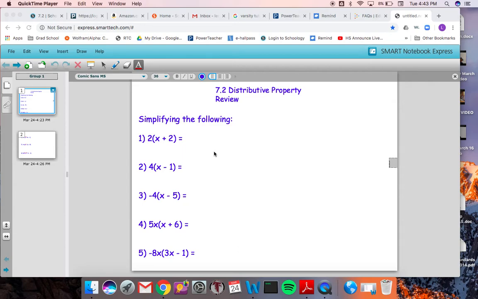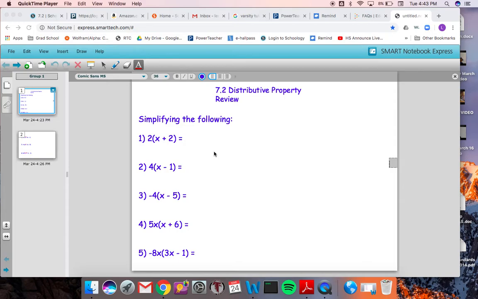All right, in this lesson, we're going to do the distributive property. We've been doing adding and subtracting polynomials, which is basically we've just been combining like terms, and we're going to move into 7.2 today, which is multiplying polynomials.